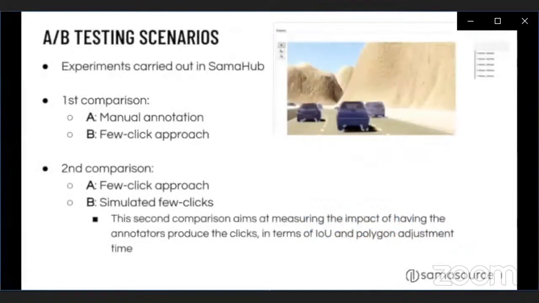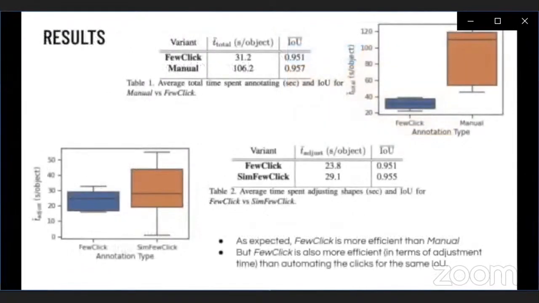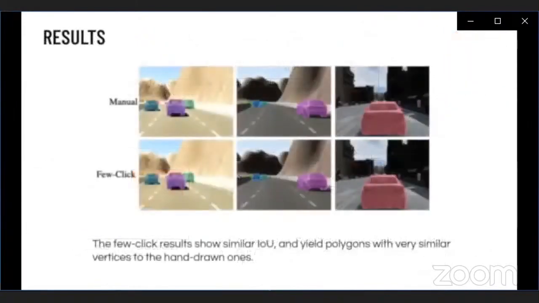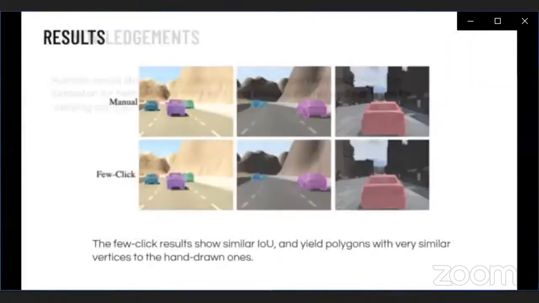We've set up two experiments, manual versus few-click annotation, and few-click versus simulated few-clicks, the goal being to measure the contribution to adjustment time of having the annotator produce those 4 clicks. Results confirm that the few-click approach improves drawing time while retaining a high IOU. They also confirm our intuition that having annotators take part in the process is preferable to a pre-annotation scenario. The few-click method also produces very realistic polygons compared with the hand-drawn ones.